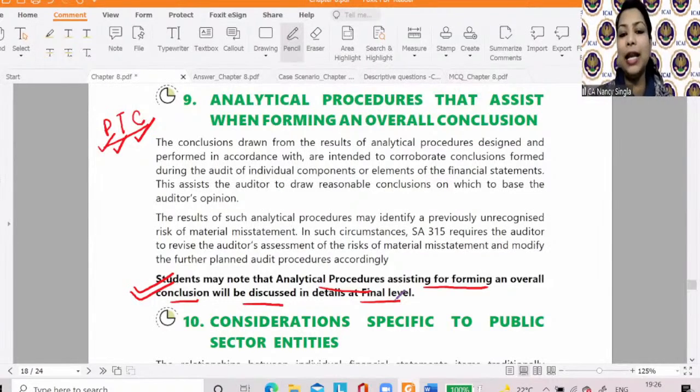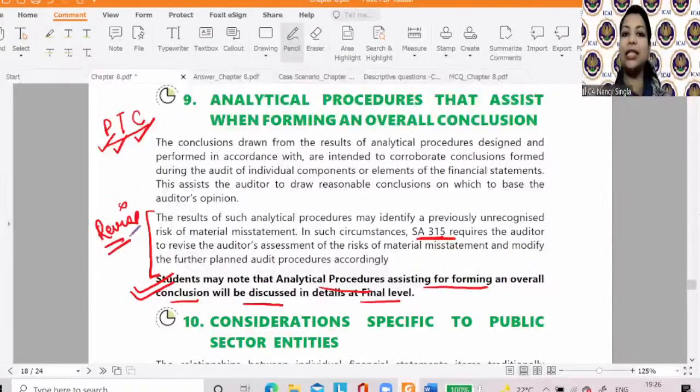Okay? Suppose the auditor assessed the risk of material misstatement under SA 315, and now when the auditor performed the analytical procedure at the testing phase, he found that there is a risk of material misstatement which he did not assess earlier under SA 315. So based on the results of the analytical procedure, the auditor will revise his assessment of risk of material misstatement, which he has done in SA 315.